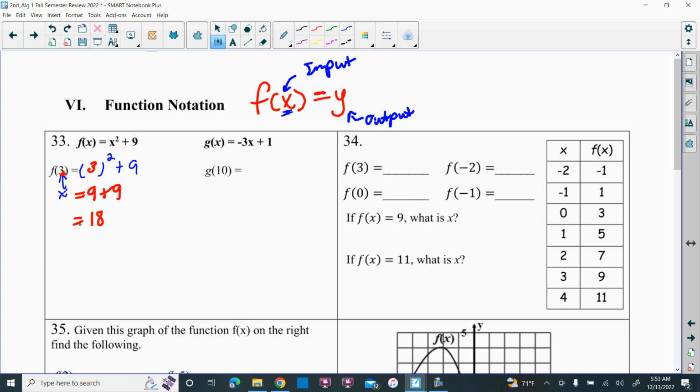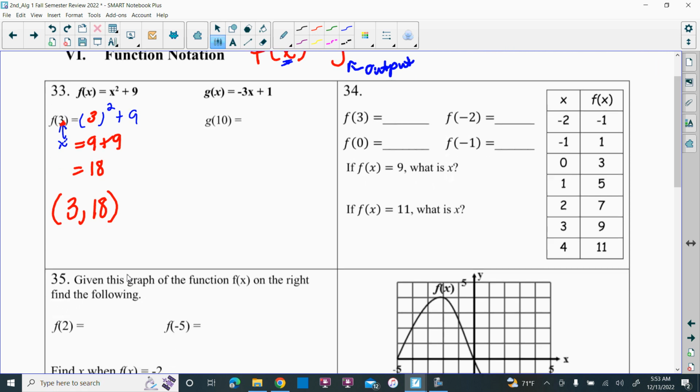So remember our function notation, when we have f of x equals y, it means y. Our answer can be an ordered pair of x comma y, or you can think of it as x comma f of x. So this would be the x is 3, the f of x or the y, the output is 18. Okay, so f of 3 equals 18. And there's your ordered pair, just to kind of recap.